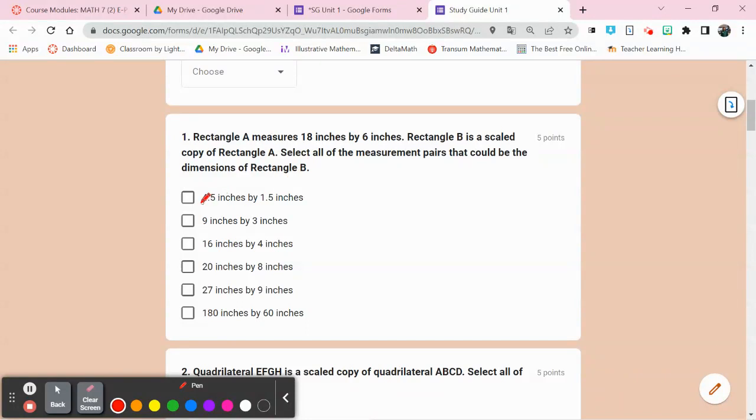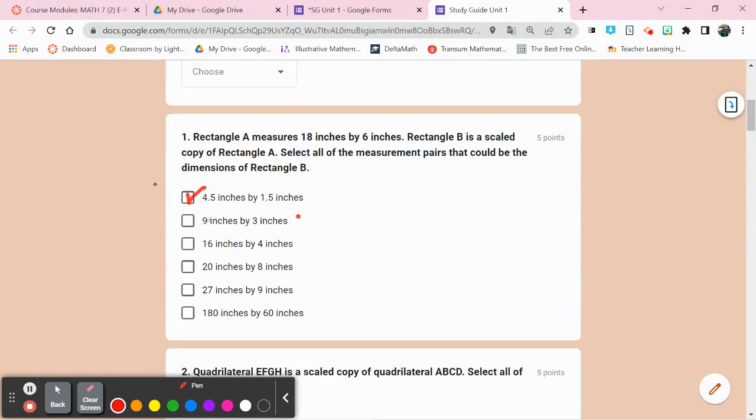So since this is a decimal, I'm going to do 18 divided by 4.5. And when I do that, I get 4. And 1.5 times 4 gives me 6. Since the same scale factor was used, I know that this is a scaled copy. Had equivalent sides. There we go. Second one.